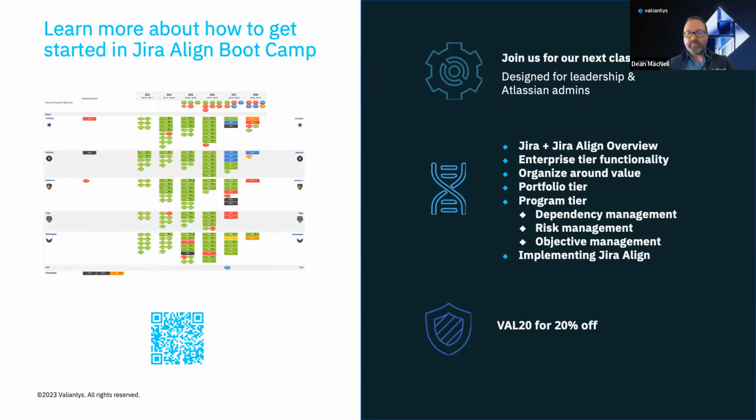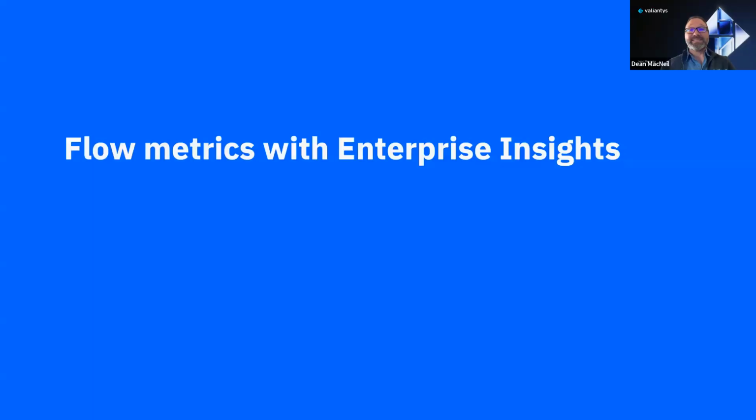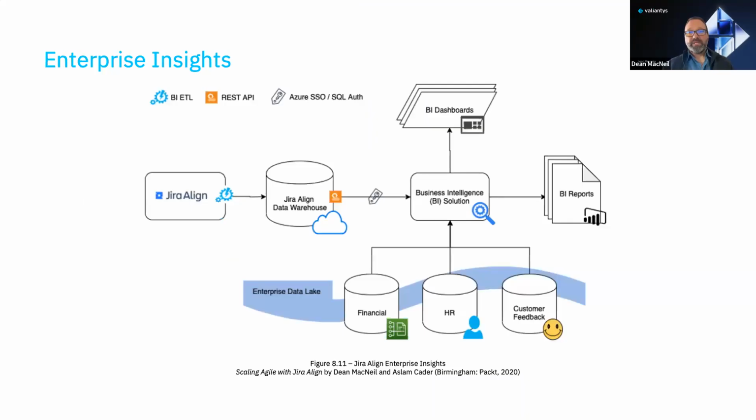So next up will be Enterprise Insights. Enterprise Insights is a data warehouse built on the Azure platform that receives data from Jira Align via an ETL, or extract, transform, and load process. You would connect to Enterprise Insights from your existing BI solution to create visualizations of data from Jira Align and other sources in your enterprise data lake to support real-time decision-making. The opportunities are endless.